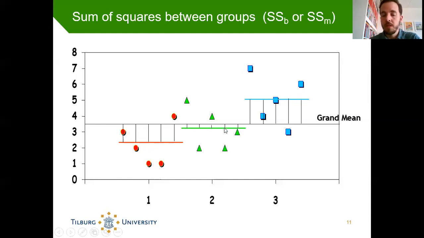Same for group 2. Here, the average in group 2 is closer to the grand mean. So the difference between the grand mean and the group mean is much smaller, but again, it's 5 times, in this case, the same value, 5 times squared. Same for group 3. If you sum all those squares together, so 15 different squared values, you will get the sum of squares between groups. This is the sum of squares of your model. That's the second thing that SPSS needs.